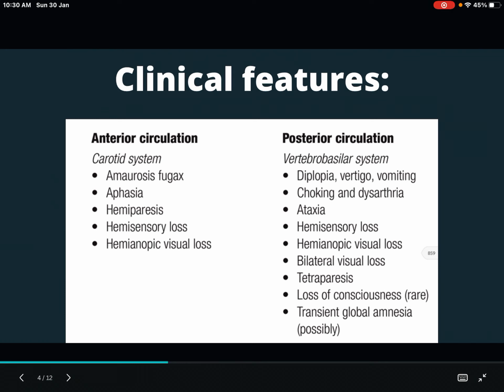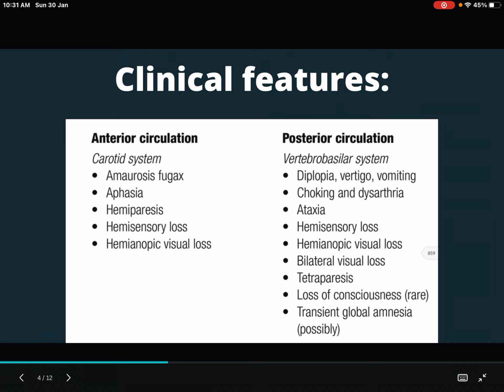So once again I will repeat, anterior circulation and posterior circulation. Anterior circulation consists of carotid system, and posterior circulation consists of vertebro-basilar system. Anterior circulation, that is carotid system, has amaurosis fugax, aphasia, hemiparesis, hemisensory loss, and hemianopic visual loss. Coming to the vertebro-basilar system, it includes diplopia, vertigo, vomiting, choking and dysarthria, ataxia, hemisensory loss and hemianopic visual loss, which we have discussed in the anterior circulation also.